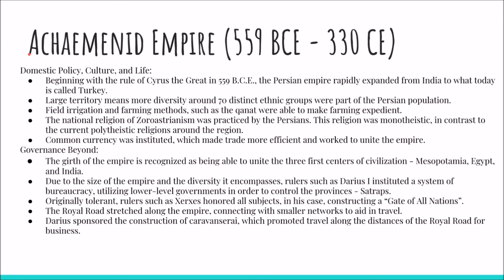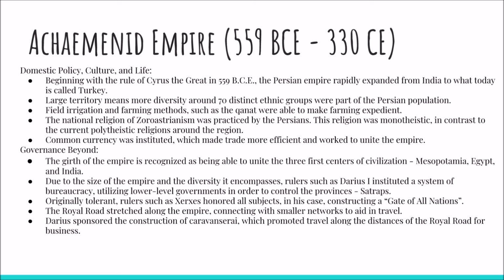Let's move on to the Achaemenid Empire, the first of the Persian empires. Beginning with the rule of Cyrus the Great, the empire rapidly expanded from India to what is today called Turkey, or Asia Minor. The girthy empire is recognized to be able to unite the first three centers of civilization: Mesopotamia, Egypt, and India. Due to this large empire, there was a lot of diversity. At least 70 distinct ethnic groups were part of the Persian population at its peak.